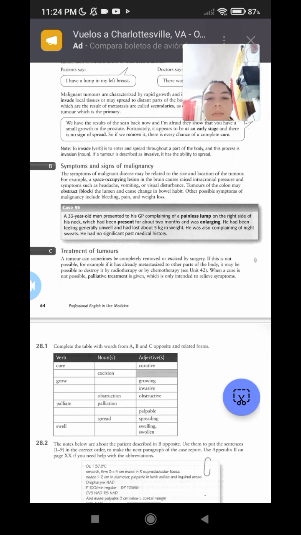He has no significant past medical history.